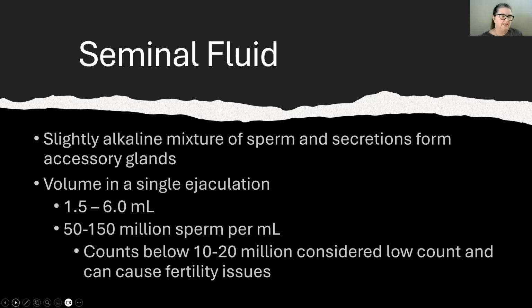If an individual has a count below 10 to 20 million, that's considered low, and that could cause fertility issues. Because here's the deal. I know that seems like an astronomical amount of sperm, and it is, when it only takes one to actually fertilize an egg. But here is where the problem lies. You have to basically, just to cut the odds, have that many sperm be sent off to hopefully have that one make it to the egg.